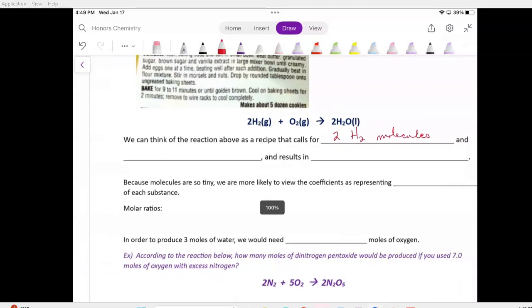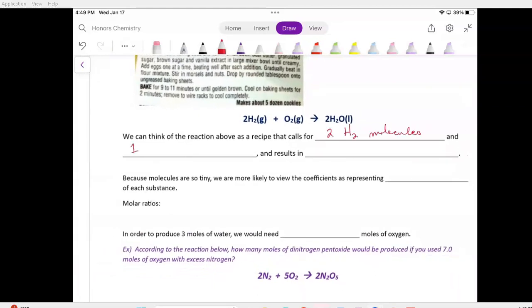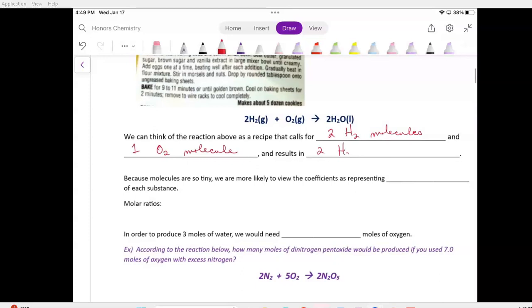So we can think of the reaction above as a recipe that calls for 2 H2 molecules, and 1 oxygen molecule, and results in 2 water molecules. Okay, and so that's what those coefficients stand for. They stand for molecules. But because molecules are so small, we would probably be better to think of them as moles, right? So, in other words, 2 moles of hydrogen combines with 1 mole of oxygen to produce 2 moles of water. It's probably a better way to think of it.